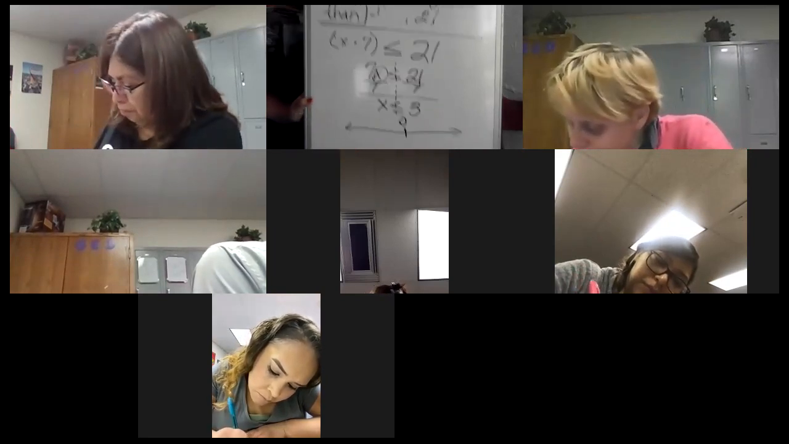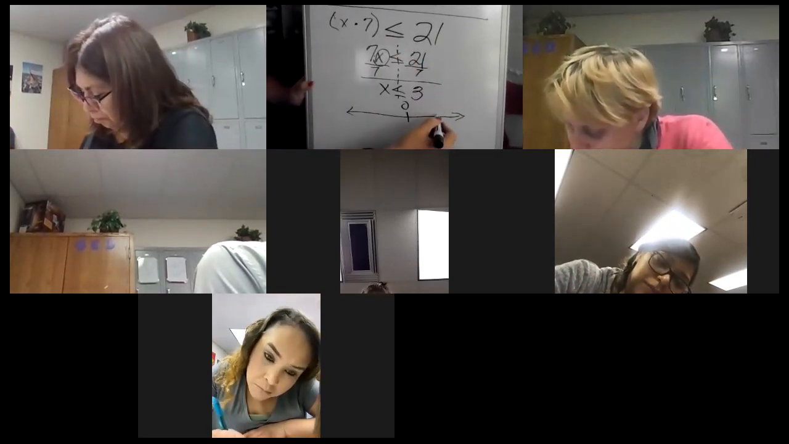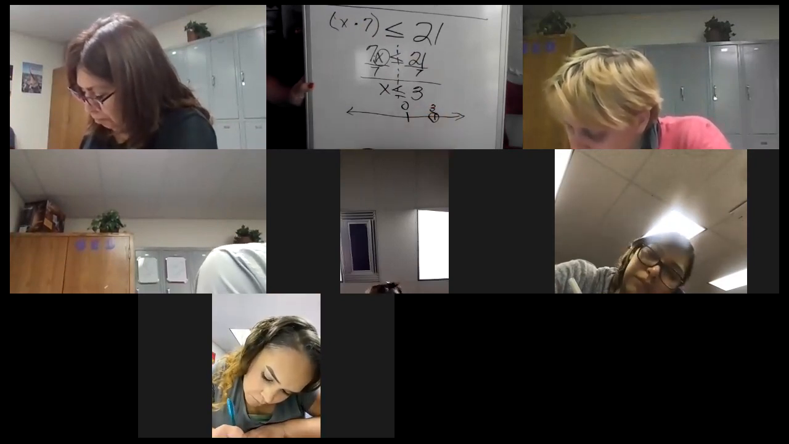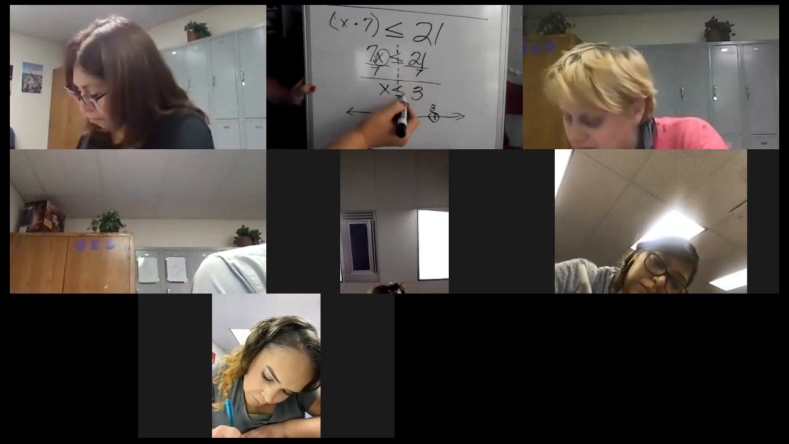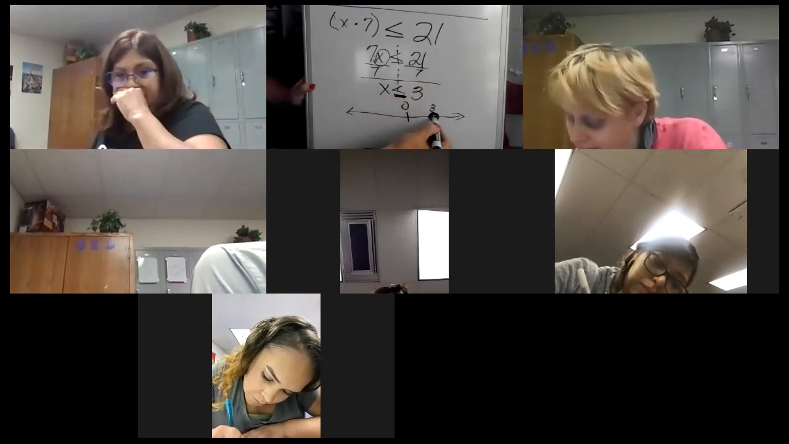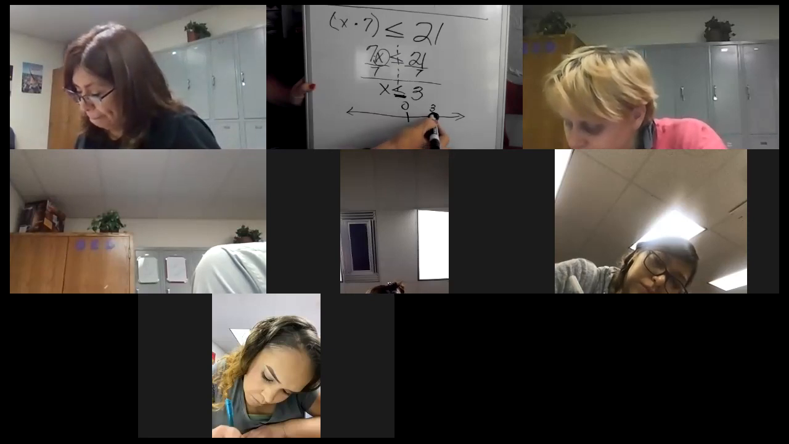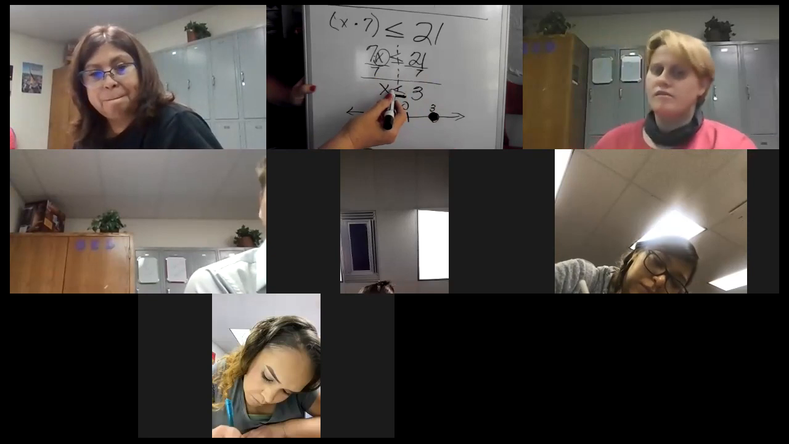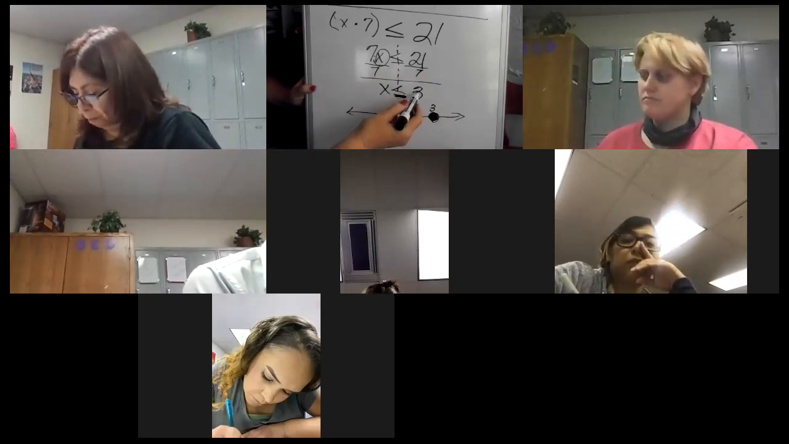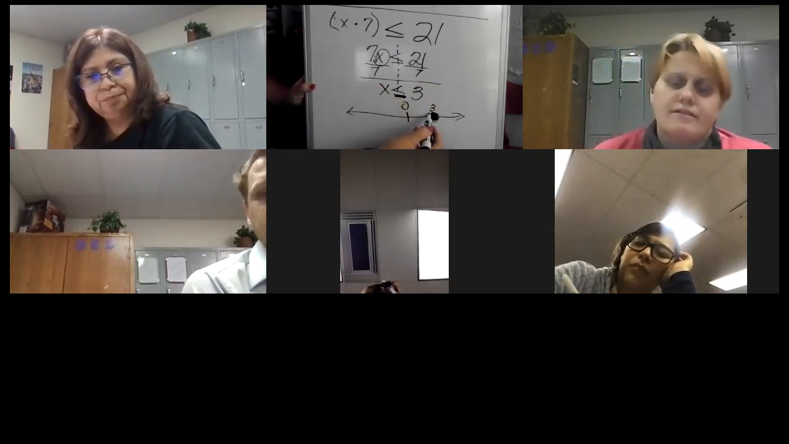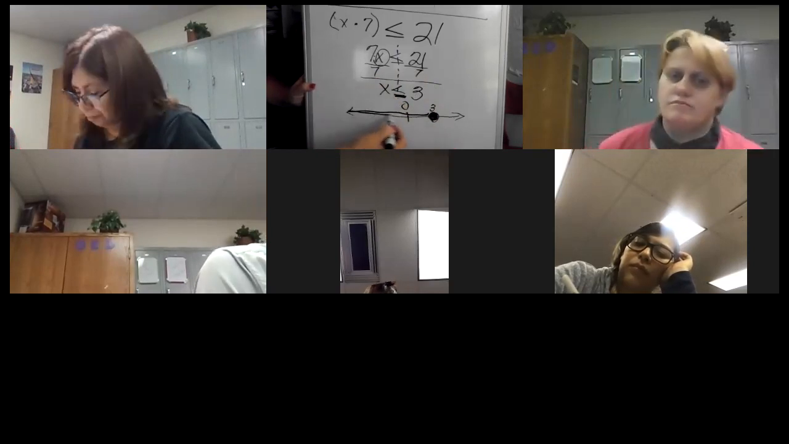0 is our place setter. The important number is 3. Circle it because it's very important. Because it's equal to, we're going to color it in. And it says x represents all numbers less than or equal to 3. If x is all the numbers less than 3, I need to color this direction.